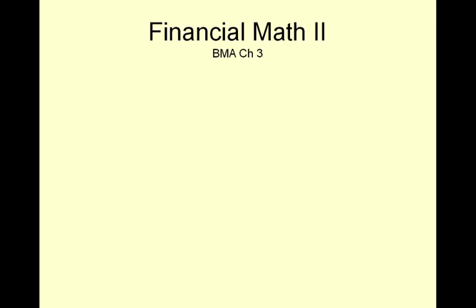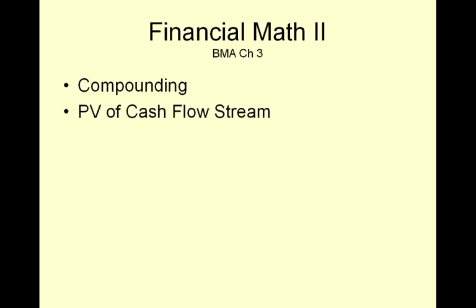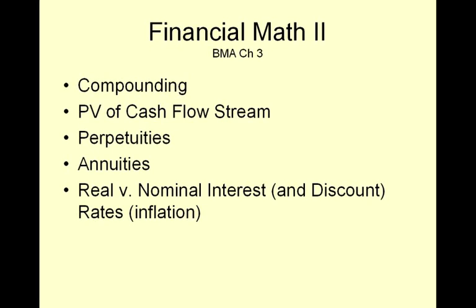We cover 5 topics. The first is compounding of both interest accumulation and discounting. The second is the present value of a stream of cash flows. The third is the concept of perpetuities. The fourth is the concept of annuities. And the fifth is the distinction between real and nominal interest rates and discount rates, and accounting for inflation.